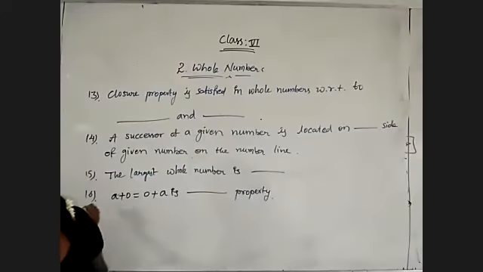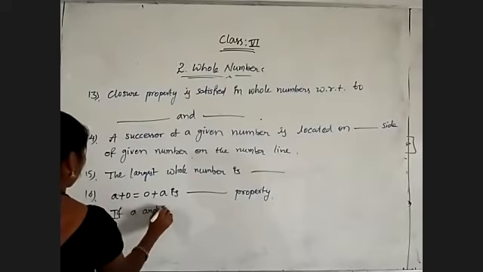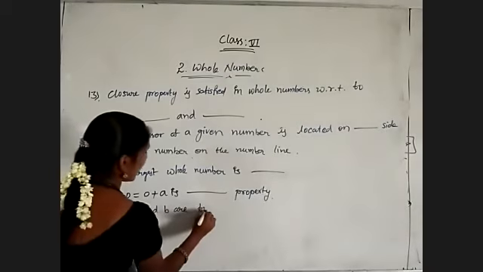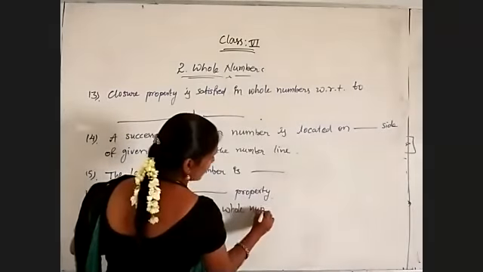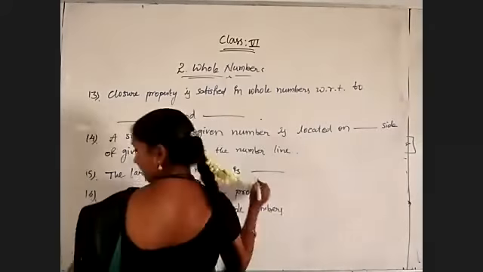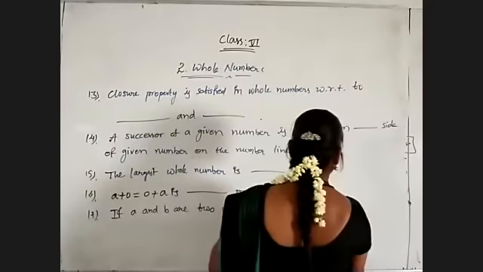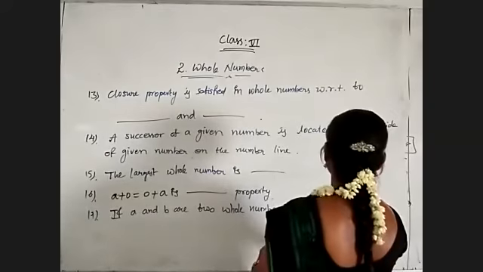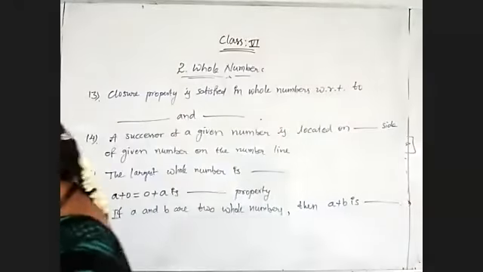And next question, if a and b are two whole numbers, then a plus b is dash. So observe these, afterwards I will give some other questions.